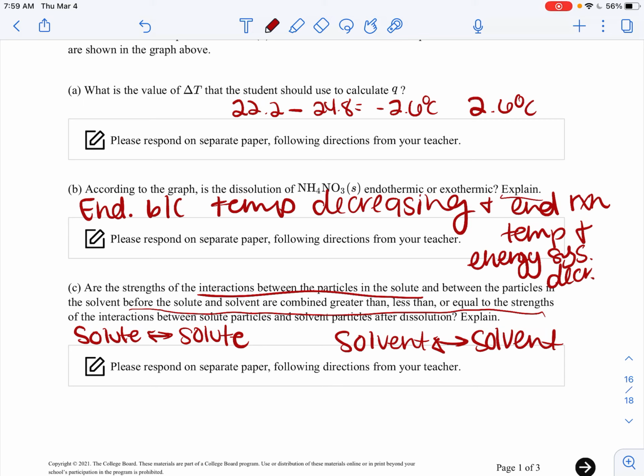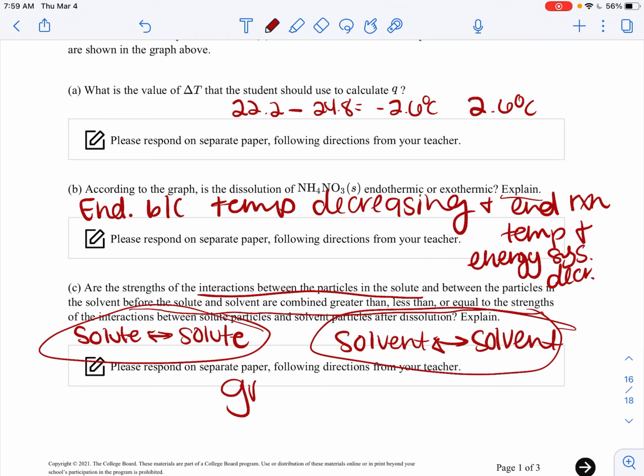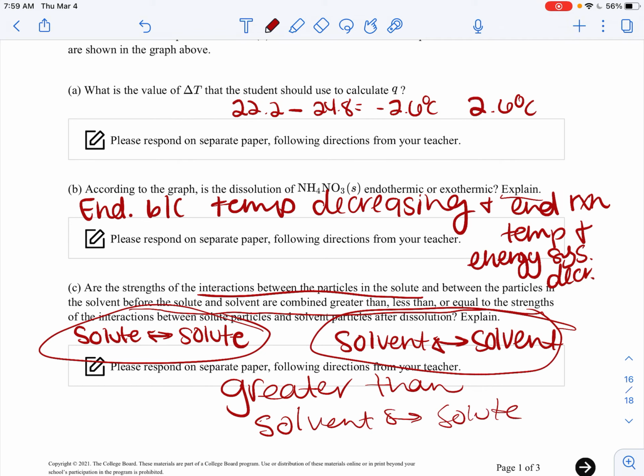Now, what happens is the strength between the solute and the solvent particles is greater than the attraction of the solute. So when something dissolves, that means that the solute-solvent attraction is greater than the solute-solute and solvent-solvent attractions. But something can still dissolve if it's given enough energy.